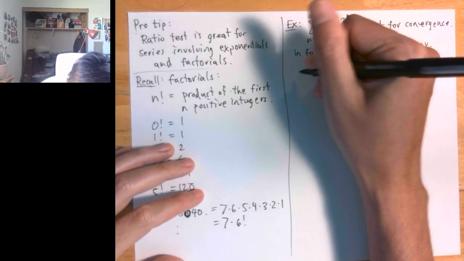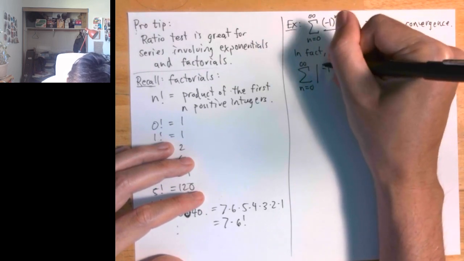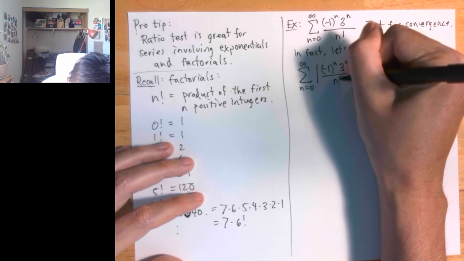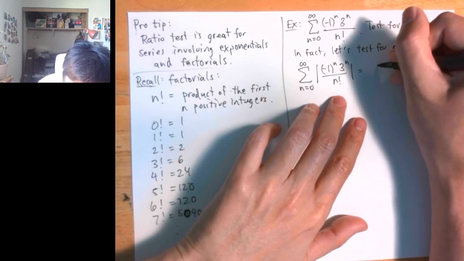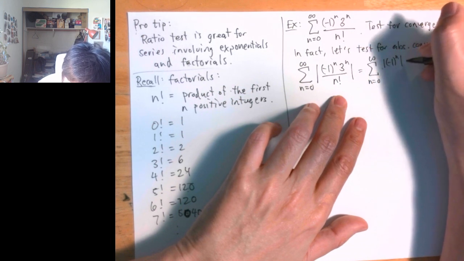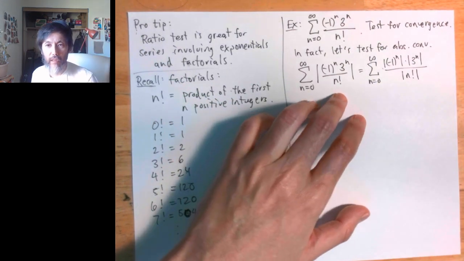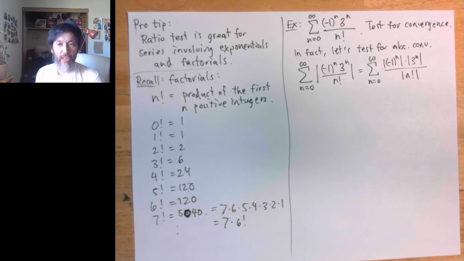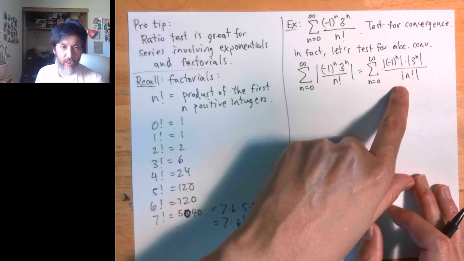So let's do that. Instead of looking at this series, we're going to look at the absolute value. Now, one thing you should know about absolute value is that it behaves really well with respect to multiplication and division. So another way of thinking about this is that this is equal to the sum from n equals 0 to infinity of the absolute value of (-1) to the n times the absolute value of 3 to the n over the absolute value of n factorial. You can move the absolute value bars as long as you're dealing with multiplication and division. This is totally legit.